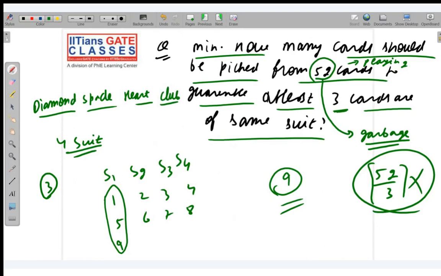Okay, so let me jump to the next slide. So the basic idea, see where we will apply this common sense. As soon as you see the words at least 3 cards of the same suit and so on, wherever you see at least, guarantee, that is the signal that we have to apply the pigeonhole principle. Okay, let me jump to the next slide now.